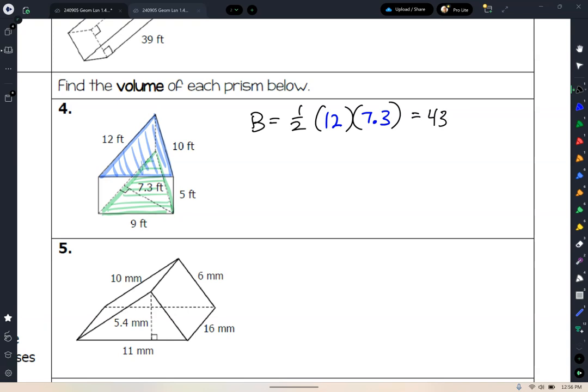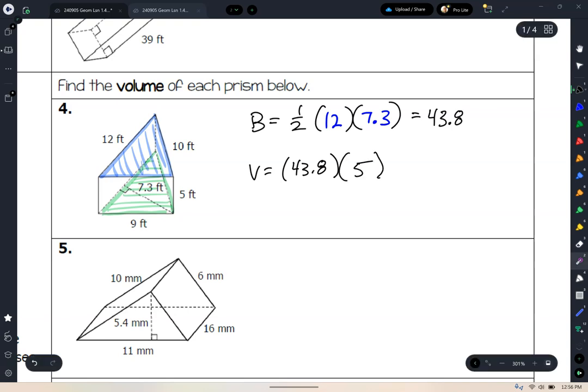43.8. Yeah, and we won't put the units in until we get to the answers. All right. So 43.8 is the area of our triangular plane. And then we're multiplying that by, what's the height of the solid? 5, right? Again, that's the distance that separates the two planes. Okay. What do you got?